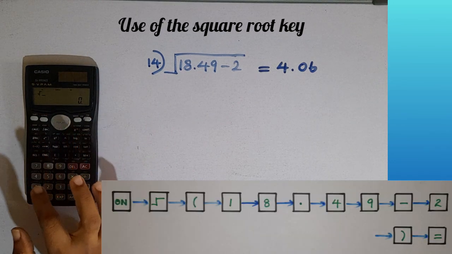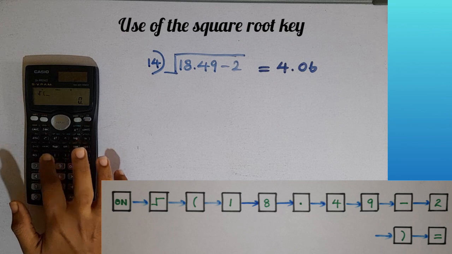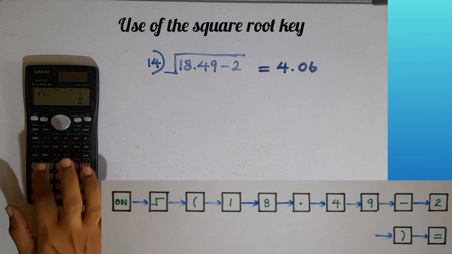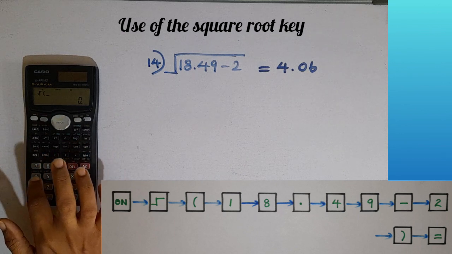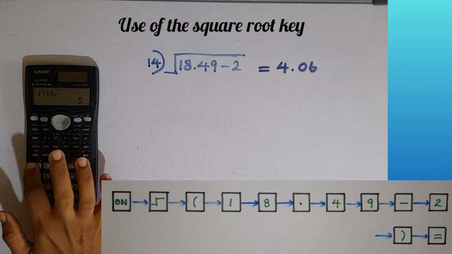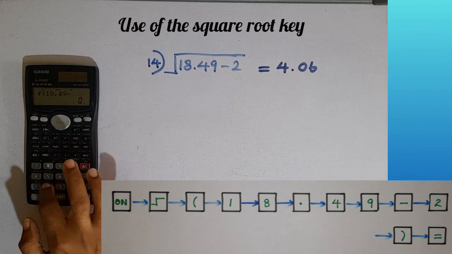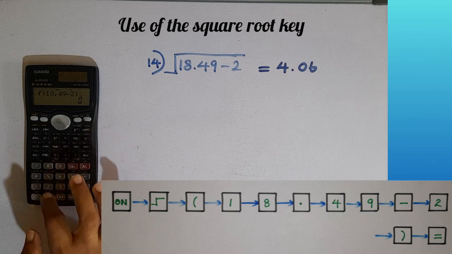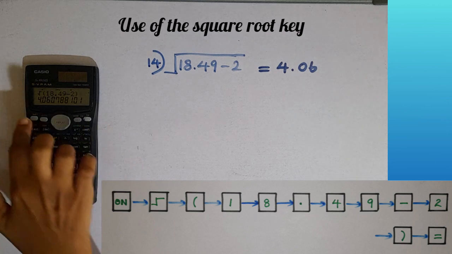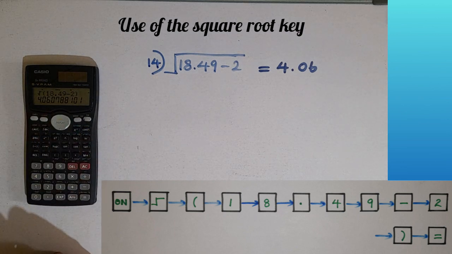In the second method, we can use brackets. First press the square root key, then press the bracket key, the opening bracket. Then 18.49 minus 2, then close the bracket, then the equal sign. Then we get the same answer, 4.06.